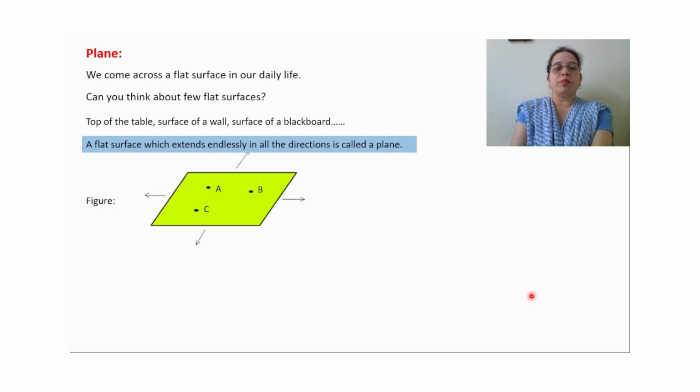This is the figure of a plane. Here these four arrows indicate that we can extend the plane in all the four directions. And how can we give name to this plane? For this we require at least 3 points, and these 3 points should not be on a straight line, or we can say non-collinear points. So for a particular picture we can see here 3 points, points A, B and C. So we can give name to the plane as plane ABC.